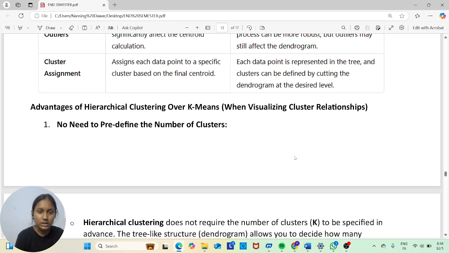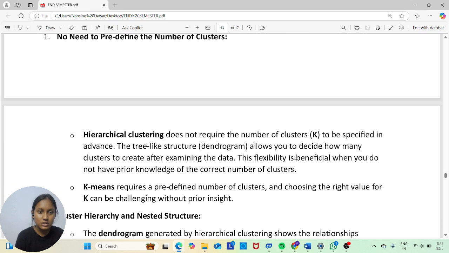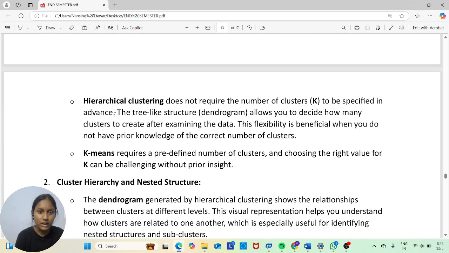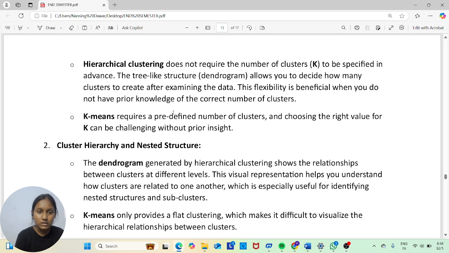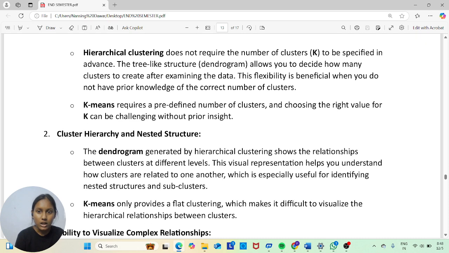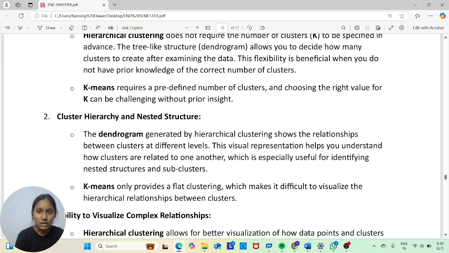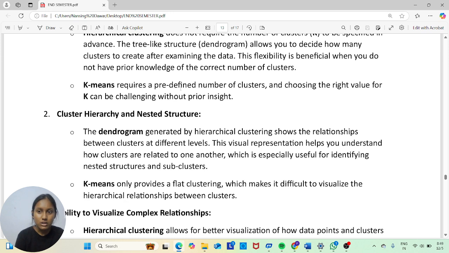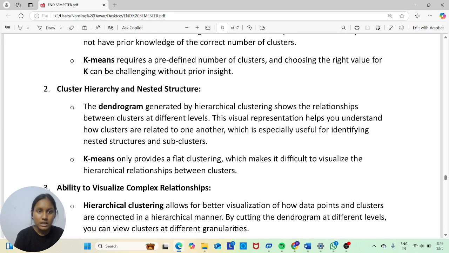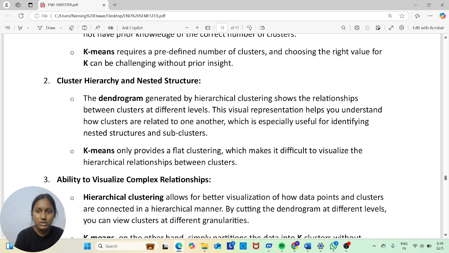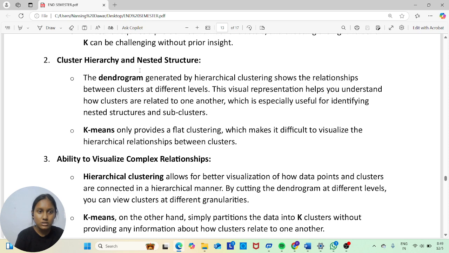Advantages of hierarchical clustering over k-mean. No need to predefine the number of clusters. First, hierarchical clustering does not require the number of clusters K to be specified in advance. The tree-like structure allows you to decide how many clusters to create after examining the data. This flexibility is beneficial when you do not have prior knowledge of the correct number of clusters. K-mean requires a predefined number of clusters, and choosing the right value for K can be challenging without prior insights.